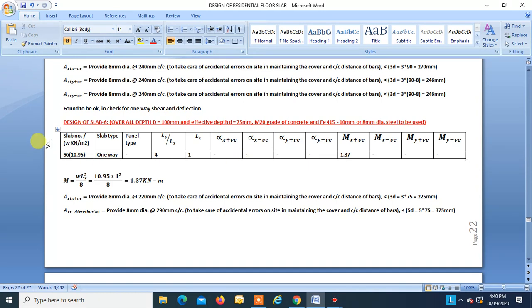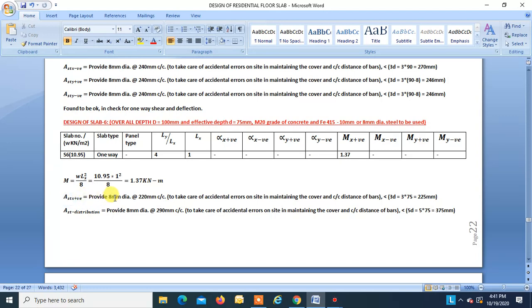Now coming to design of slab 6, which is a one-way slab, right? Simple. So for a one-way slab, the design moment is found by w Lx square by 8. Okay. Now Lx is 1, w is 10.95. So this is equal to 1.37 kilonewton meter. For this, we have to find the steel. Okay. So definitely the moment is very small, so we will have to provide the minimum steel.